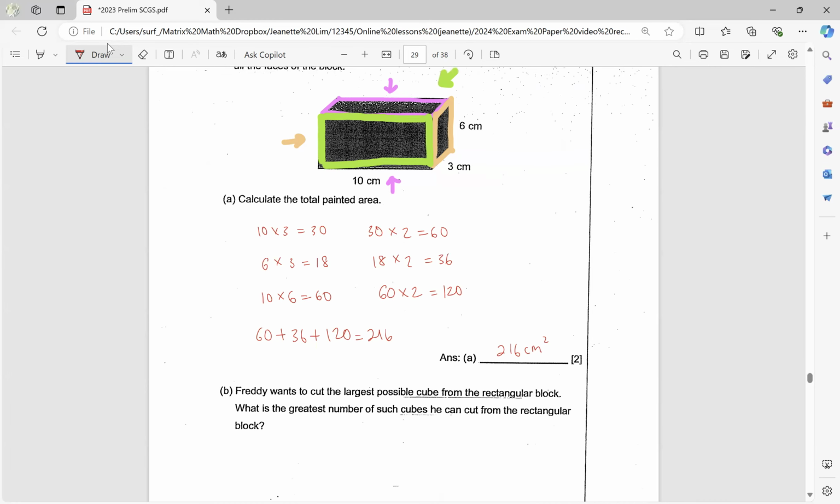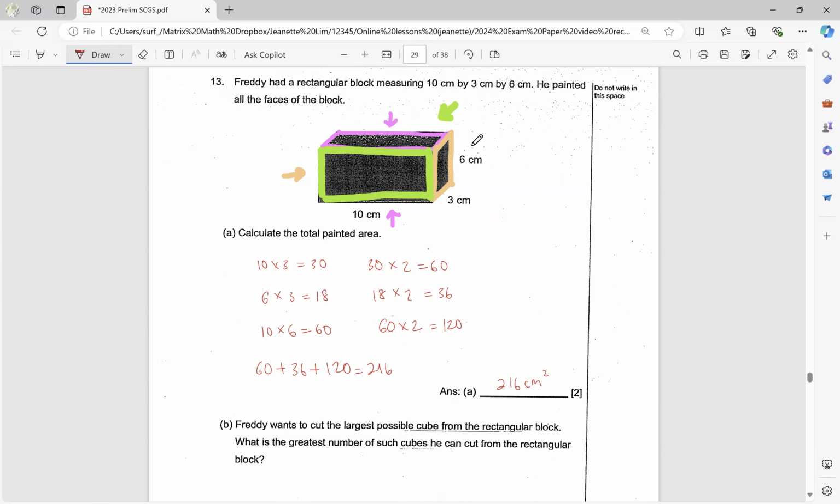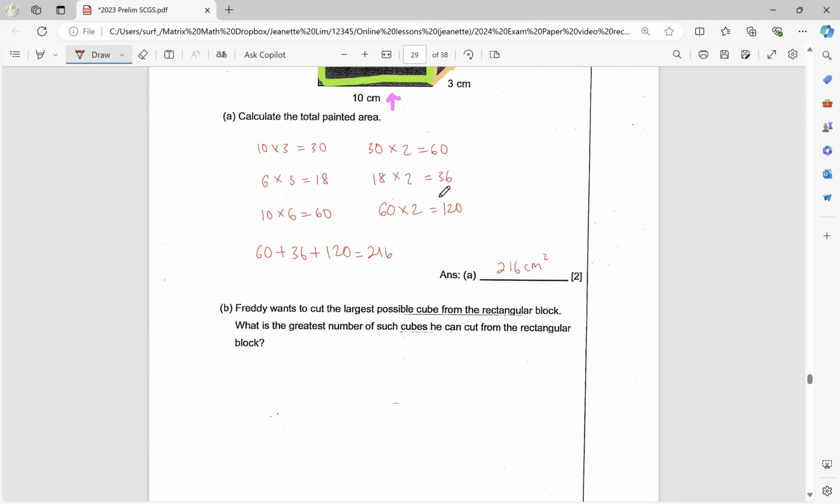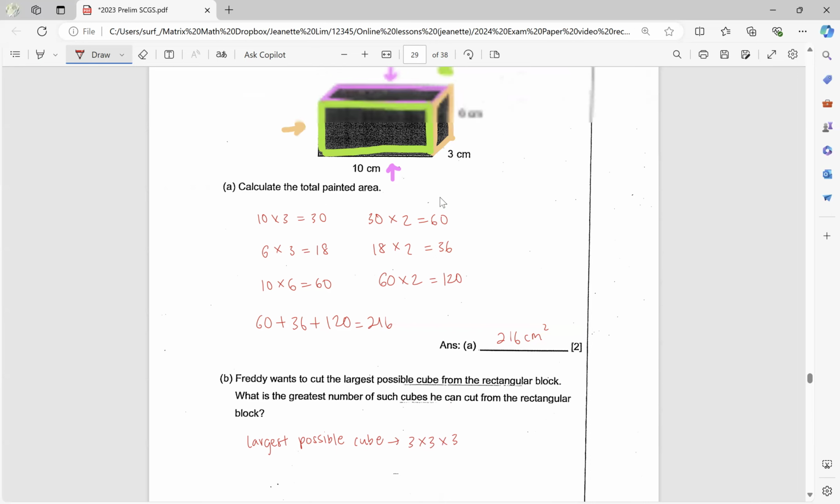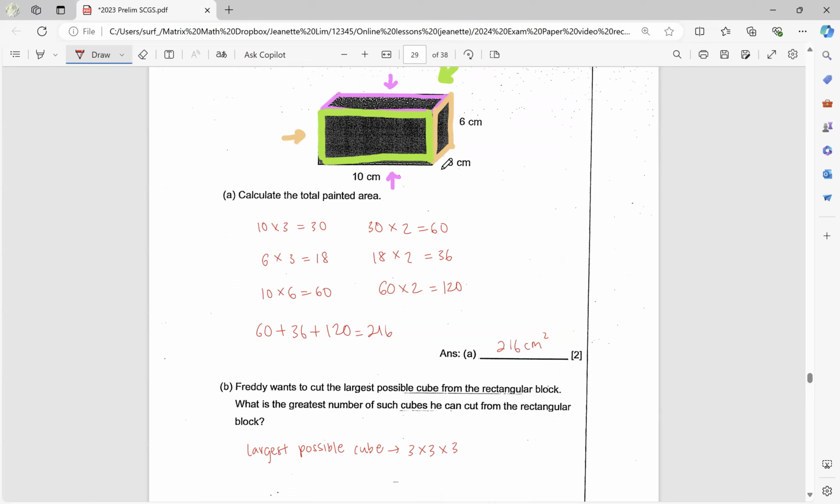Okay, so Freddy wants to cut the largest possible cube from the rectangular block. What is the greatest number of such cubes he can cut from the rectangular block? Okay, the largest possible cube that you can cut depends on the shortest side of this rectangular block. The shortest side is 3 cm. So the largest possible cube has to be a 3 times 3 times 3. Okay, because nothing bigger than the shortest side.